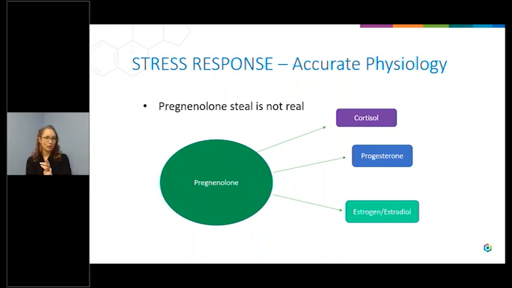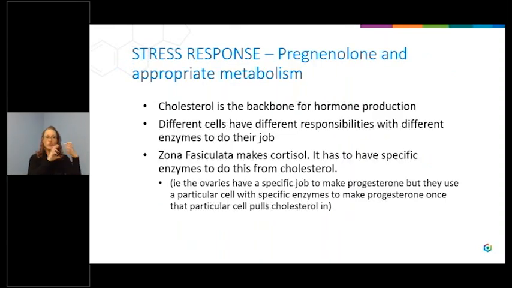That is not why there's immune system imbalance. It's because the signaling of stress ends up creating a whole other cascade of events that sets the body up hopefully for success in an acute stress response, but not in a long-term stress response. So in looking at physiology, the pregnenolone steal is not real. What we need to understand is that cholesterol is the backbone for hormone production. Cholesterol turns into pregnenolone. And when we're looking at the signaling for the stress response, different cells have different responsibilities with different enzymes to do their job. So we know that the zona fasciculata makes cortisol.